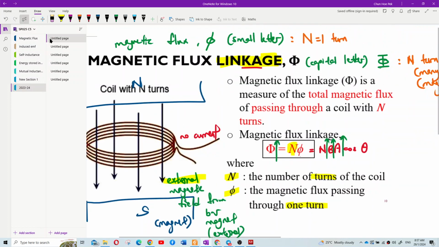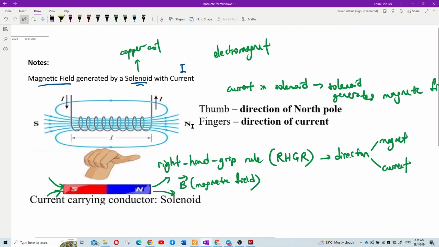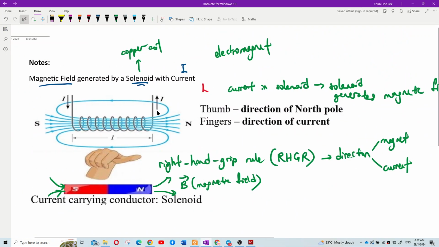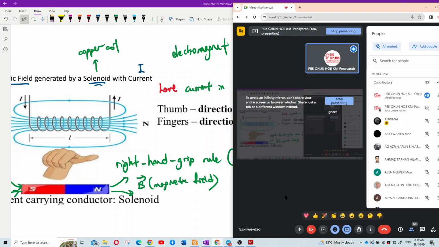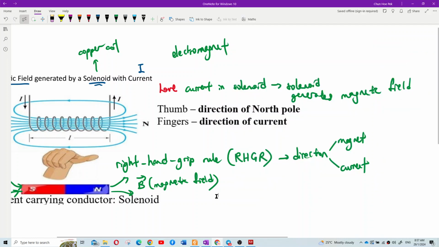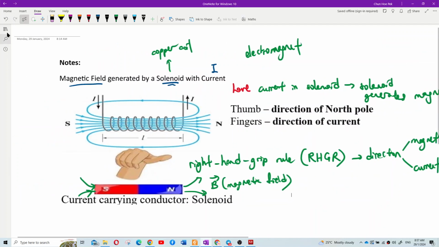Last time we learned about the solenoid. With the solenoid, you have current in the solenoid, then it produces its own magnetic field. Okay, that's the difference. You understand, class? Do you understand about this one? Yes, okay, I will help you keep track. Okay, good. So that's the difference.